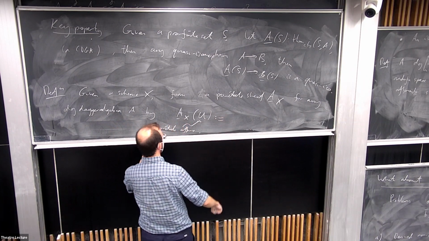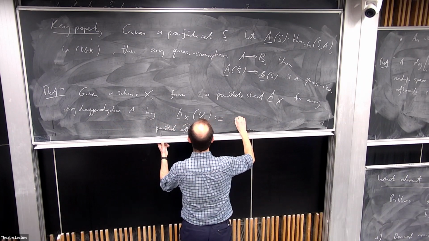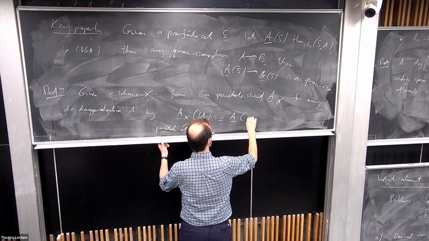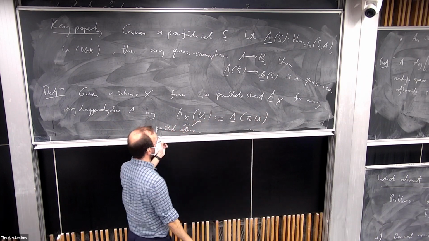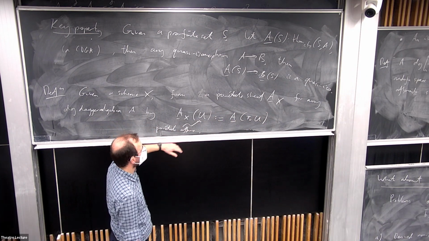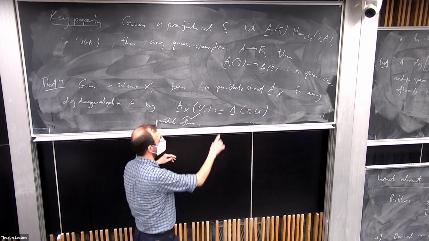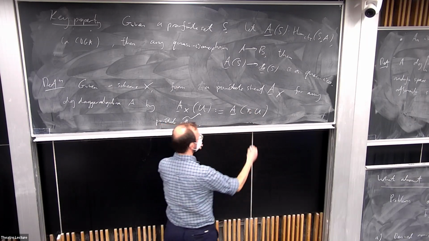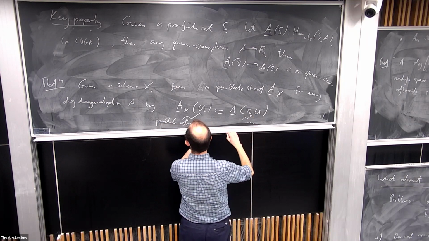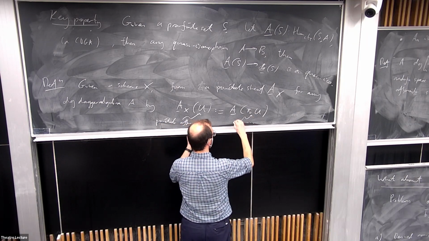What we do is we evaluate A itself on. So if you take some affine scheme and you look at its set of components, that is a profinite set. That's how the sort of pro-étale topology works.